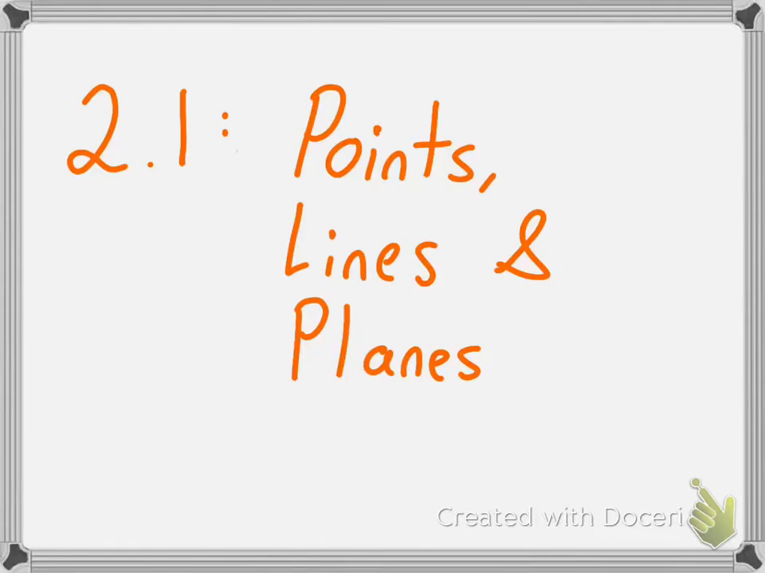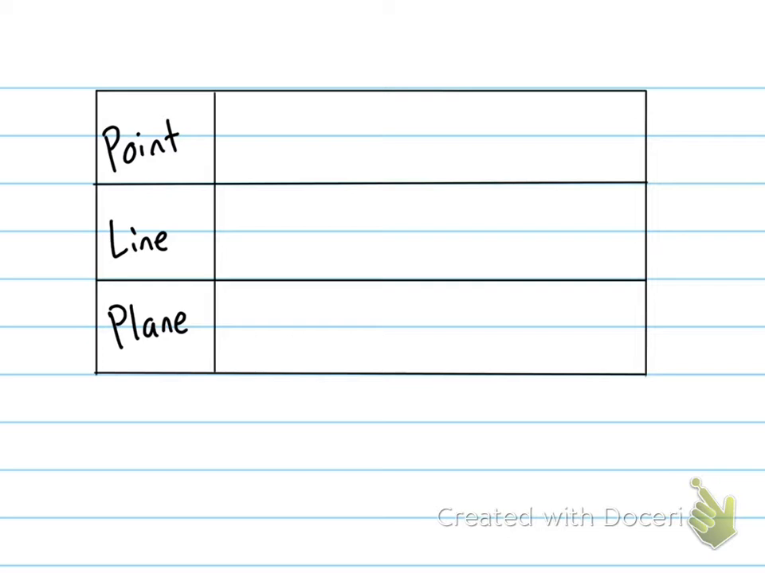In section 2.1, we're going to talk about points, lines, and planes. Just to get into some basic definitions here, a point clearly looks something like that, and it indicates a location and it has no size technically. We would call a point just by the letter that's with it.